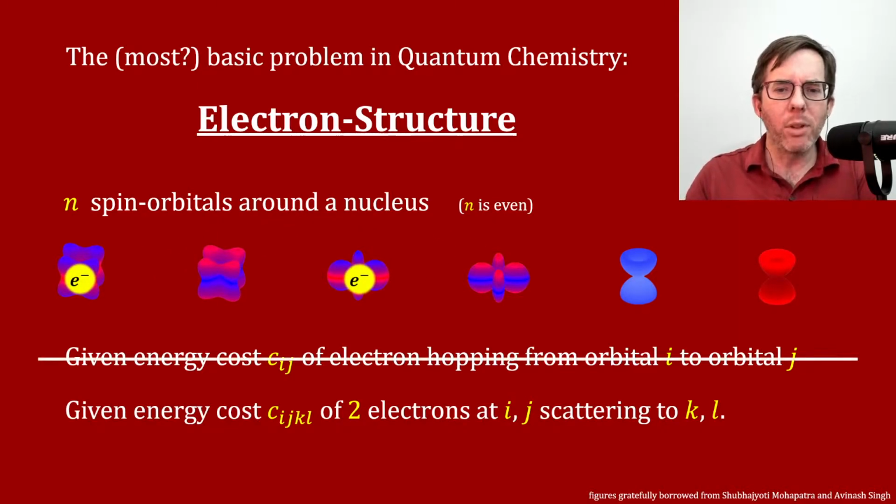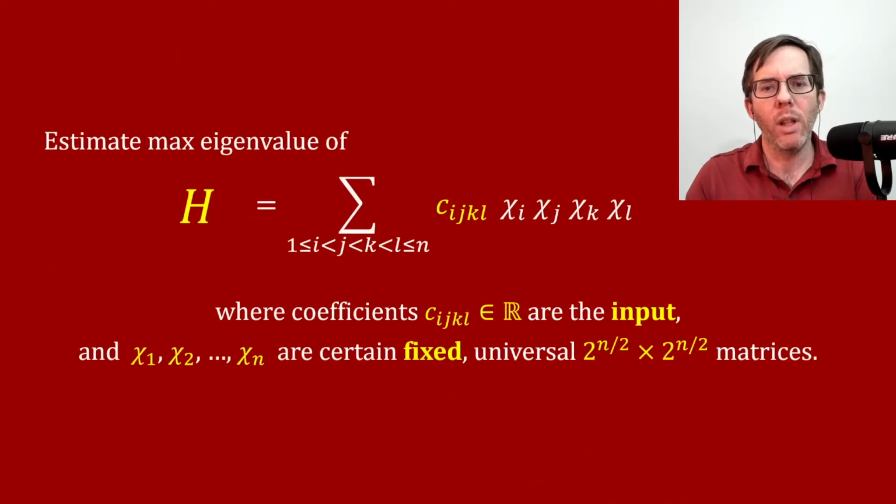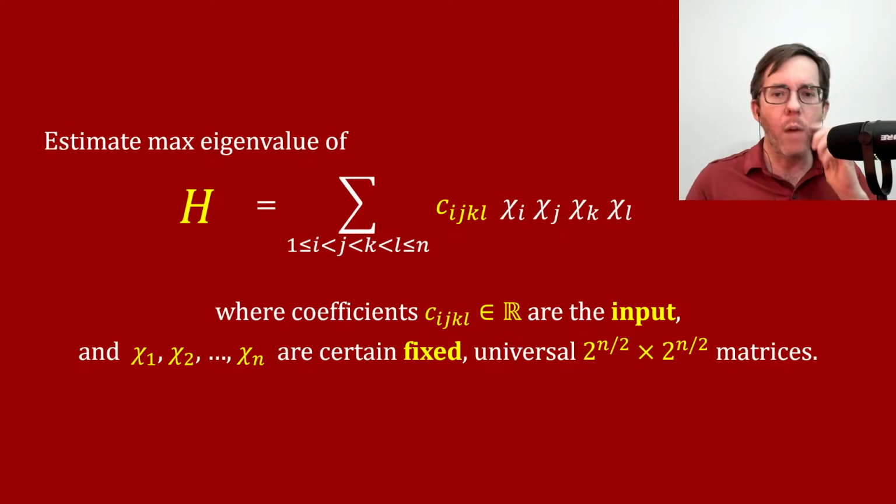Okay, just to keep it simple, I'm going to eliminate worrying about the one electron costs, as these are not too hard to handle. So given these costs, the task is to estimate the ground state energy of the system. Let me give the mathematical upshot of this problem. We're given as input a degree 4 homogeneous polynomial h with real coefficients C sub ijkl, where the indices range from 1 to n, and quote-unquote variables, chi 1 through chi n, that are certain fixed matrices of dimension 2 to the n over 2.